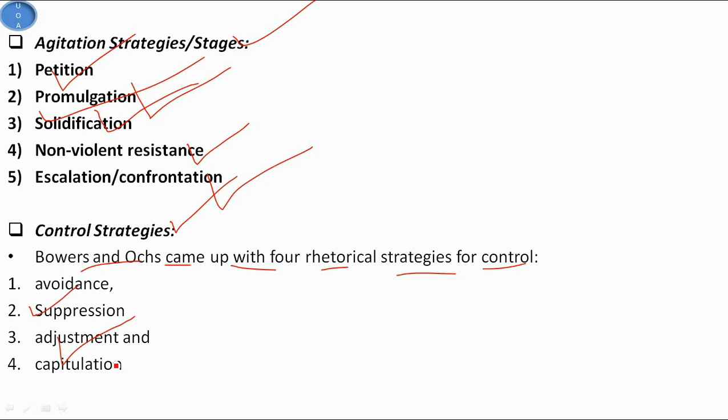And the last strategy in the rhetoric of control is capitulation. This can be seen as the last resort of an establishment and has been known to be used when total destruction by the agitator is imminent.